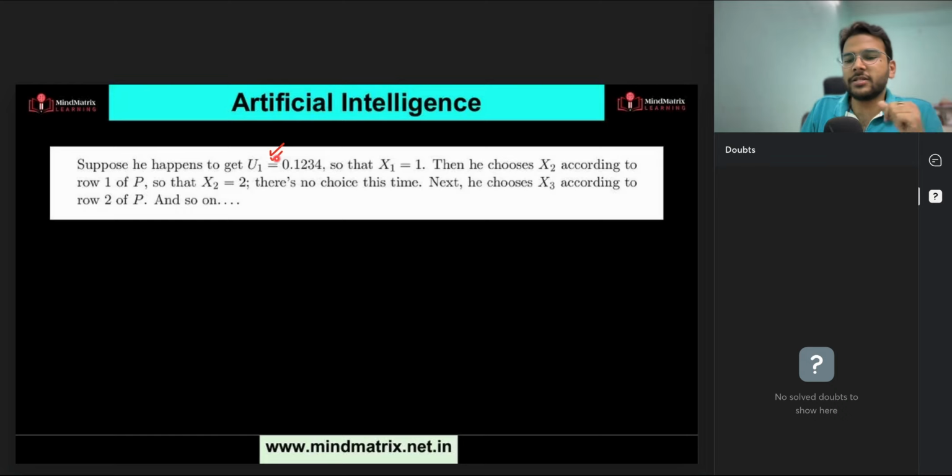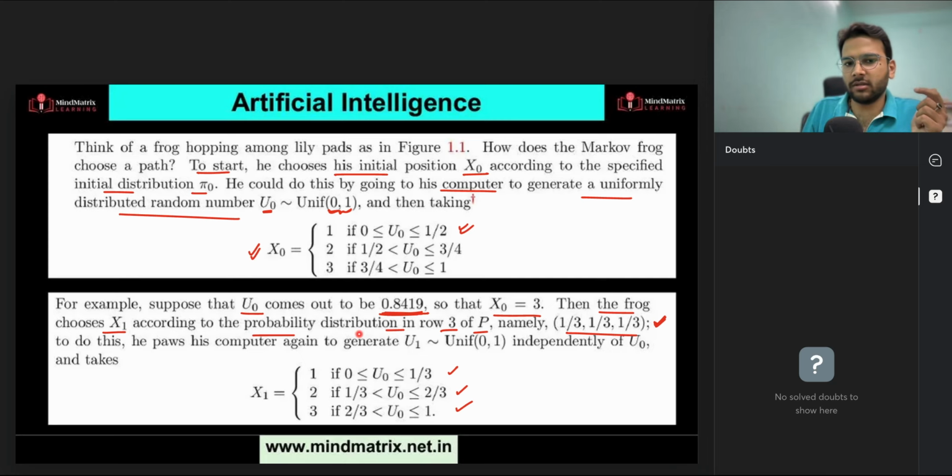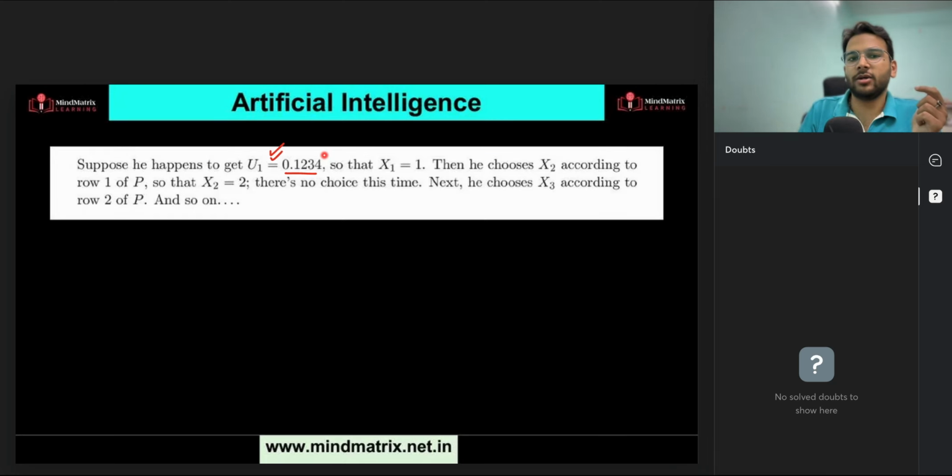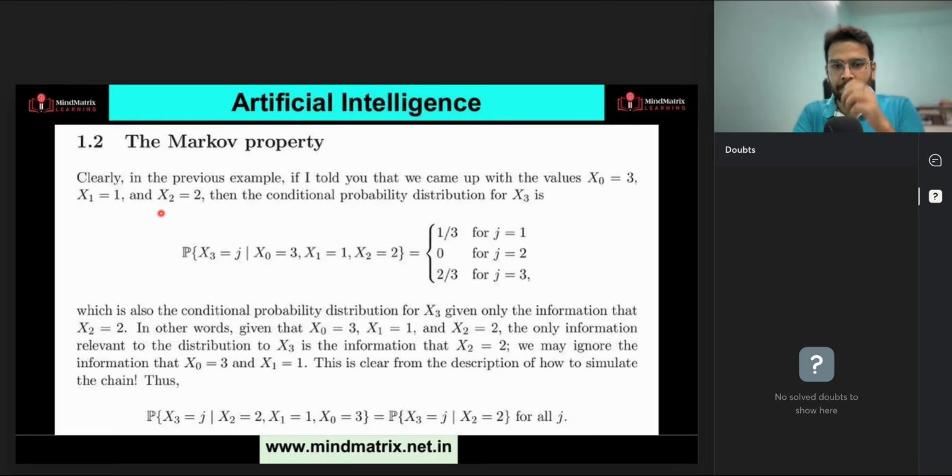Now, the number that is generated is U1, which is 0.1234. So if this lies between 0 to 1 by 3, the next state will be x1. So from the third state, it will go to the first state, and so on and so forth. You can apply the same thing n number of times, and this will continue like this.